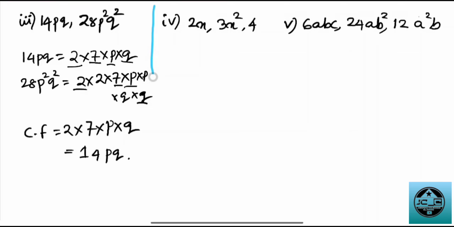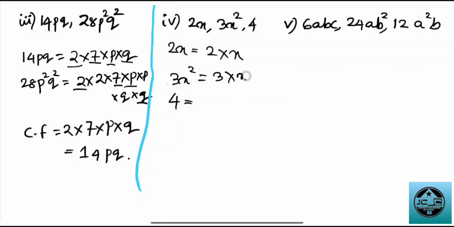And next, 2x, 3x square and 4. 2x is 2 into x, 3x square is 3 into x into x, 4 is 2 into 2. Clear? So what is the common factor? We have 2 here, but 2 is not in 3x square. 2x and 4 have 2 as a factor, but 3x square doesn't have 2 as its factor. A common factor should be present in every term.